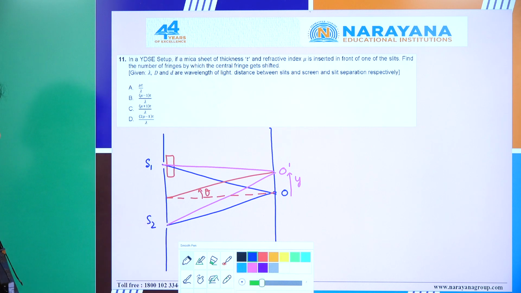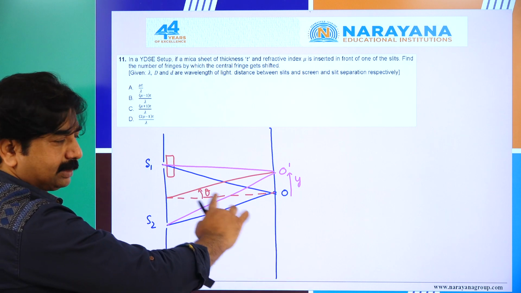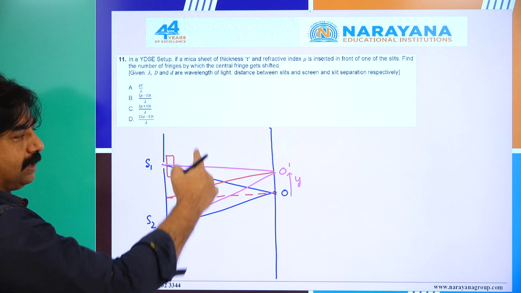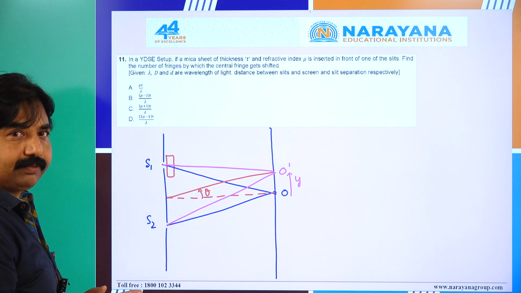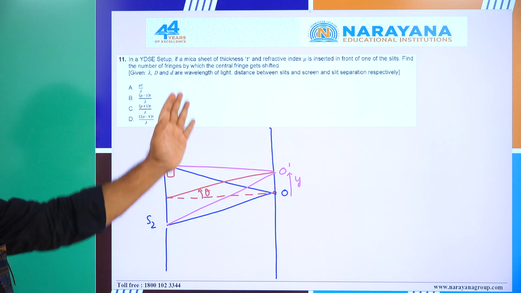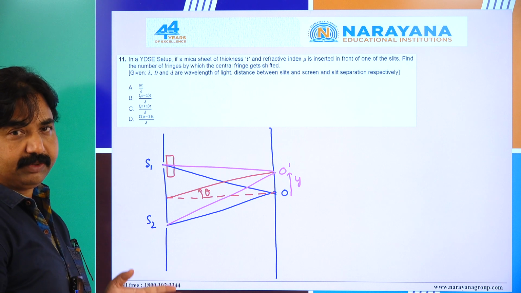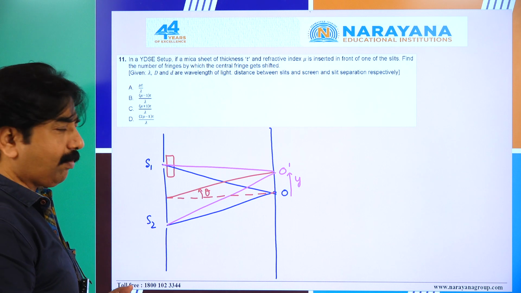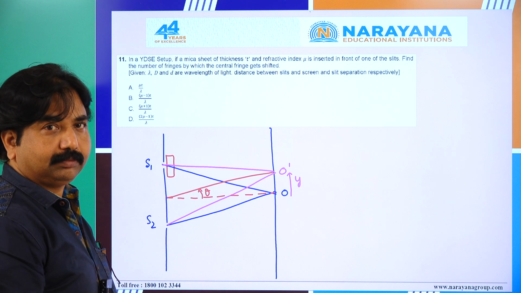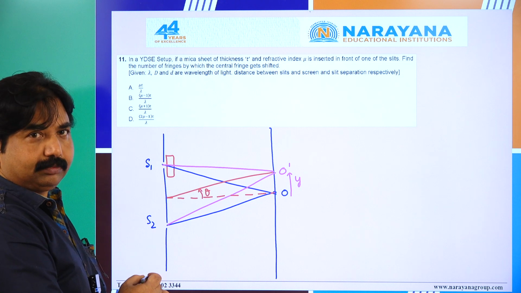Okay, look at here. Without mica sheet, the central bright fringe is formed at O. With mica sheet, the central bright fringe is formed at O dash. What is meant by central bright fringe? It is where the central bright fringe is formed. What is the condition for central bright fringe? The path difference between them should be 0. The path difference between S1P and S2P is 0.